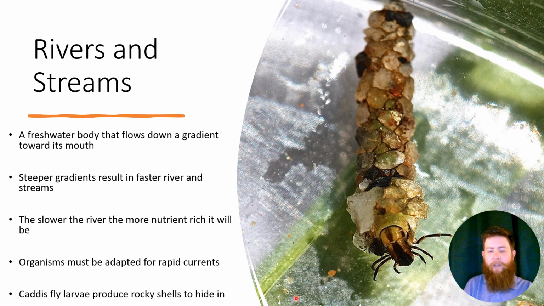But organisms that live in those quick moving waters have to have adaptations to live inside of those rapid currents. So this caddisfly larva here is building a rocky shell that he hides in. He is the whole length of this puppy. When he is ready to grow into his next form, which is the caddisfly, he will emerge from here and be ready to go.